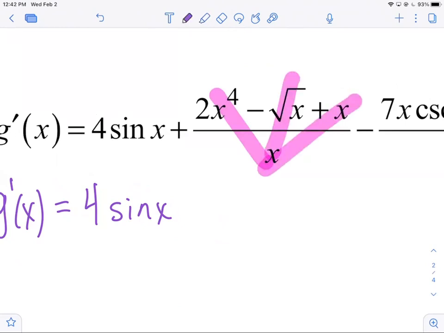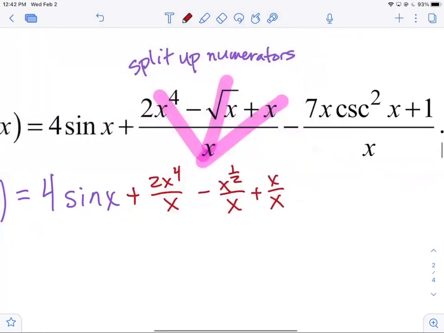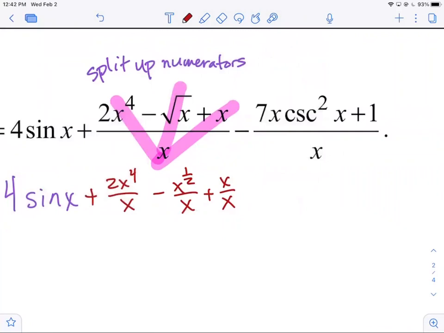And one of the clever strategies that we're going to have is we can split up numerators, okay? By putting each term in the top over the entire denominator. So let's see what that becomes. That becomes plus 2x to the 4th over x minus x to the 1/2 over x. Notice I wrote it as a rational exponent plus x over x. This is actually what we did early on when we were taking derivatives as well. When all we knew was the power rule, we had to make everything look like that form.